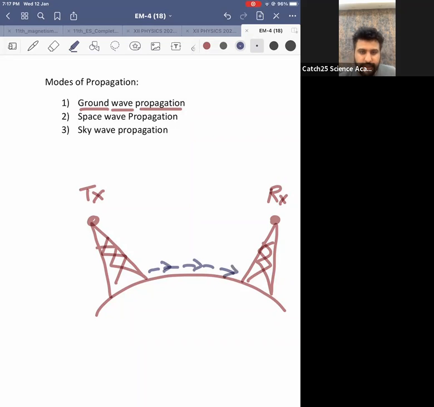Did you understand the logic? For example, when I take a wire and put it underground, you might have seen people digging the roads and putting optical fiber below. So if my waves are traveling along the ground from transmitter to receiver, that kind of propagation is called ground wave propagation. And since it is going along the surface of the earth, don't write anything, I'll give you notes, this kind of propagation is also called surface wave propagation.